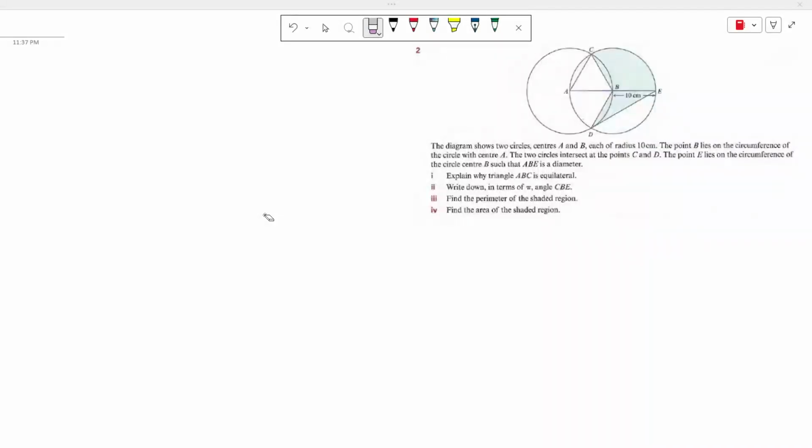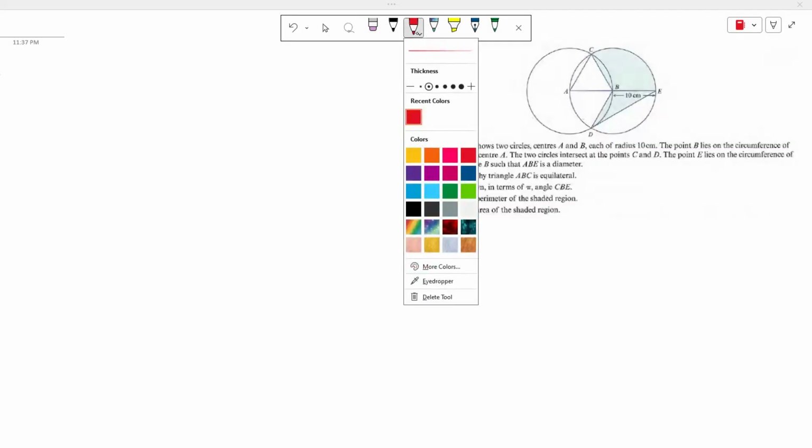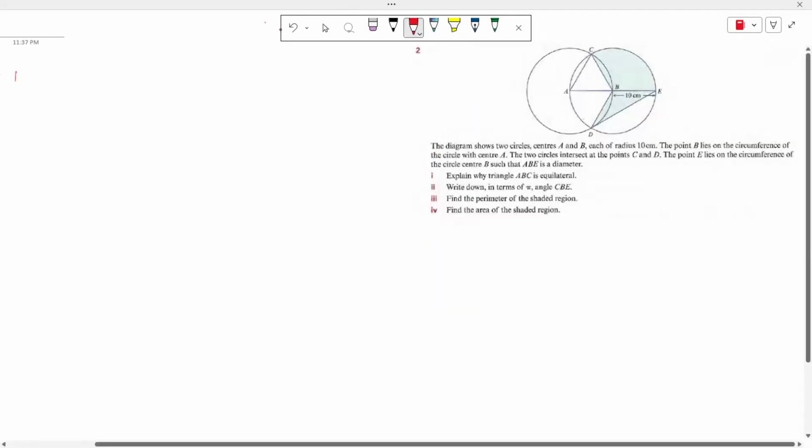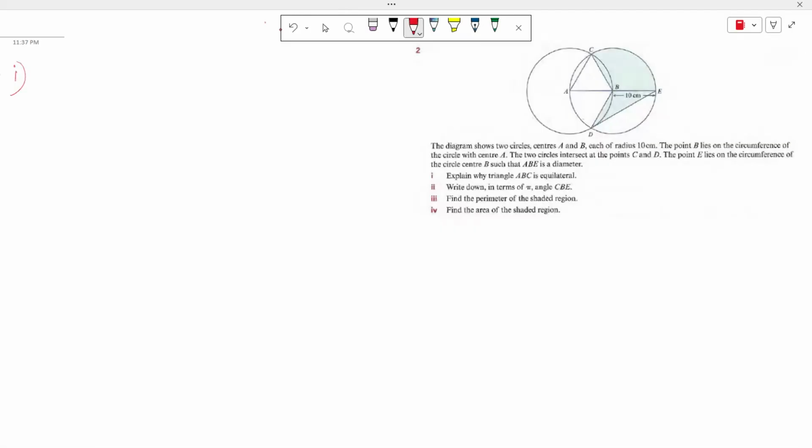Okay, hello. We are going to do question number 2 today. It has 4 parts. The first part of this question says, show and explain why triangle ABC is equilateral.